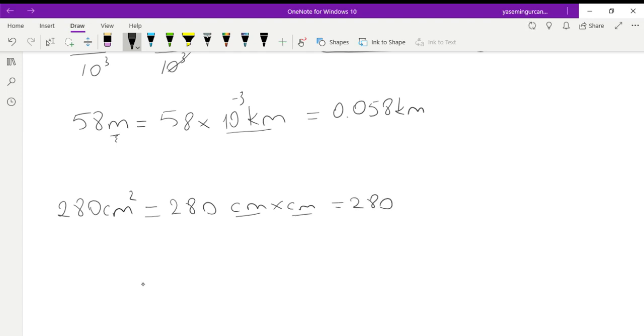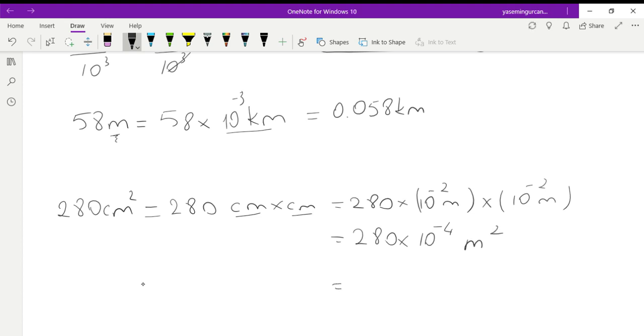So you're going to write here 1 centimeter is equal to 10 to the minus 2 meter, right? And the second one is again 10 to the minus 2 meter. And so 280 times the multiplication of 10 to the minus 2 times 10 to the minus 2 is 10 to the minus 4, if you remember the first powers of 10 manipulation rule. And meter times meter is meter square.